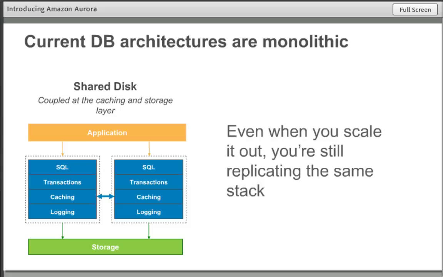Now, the problems with this system, there are issues with hotkeys that you can run into. There are distributed locking issues when you have all these nodes accessing the same storage. So again, you run into availability issues when you're trying to scale the system up really high.